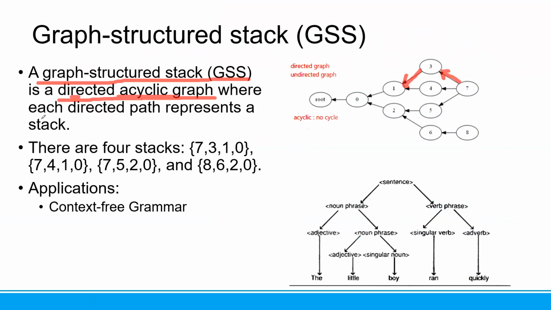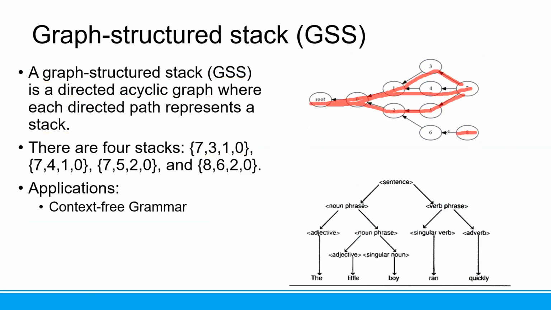So its directed paths represent a stack. Okay, so in this case, I will go from 7, 3, 1, and 0. So I can represent this as a kind of tree. So 7, 3, 1, 0, this is a path. Or 7, 4, 1, 0, it is a path. 7, 5, 2, 0 is a path. And then 8, 6, 2, 0 is a path. What is the application?